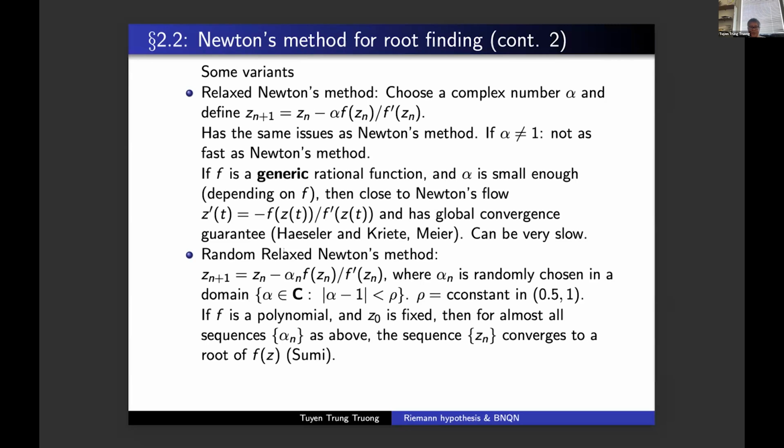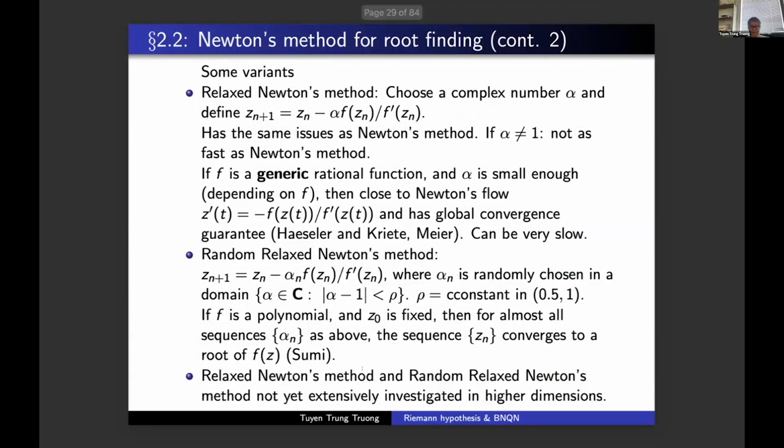So basically, this says that random relaxed Newton method is a good method to find roots for polynomials, but we don't know what it can do for multiple functions like Riemann's zeta or Riemann C functions. Also, the results that are proved here, for example, for a Newton flow, Newton relax, or random relax Newton, are not yet extended to higher dimensions.